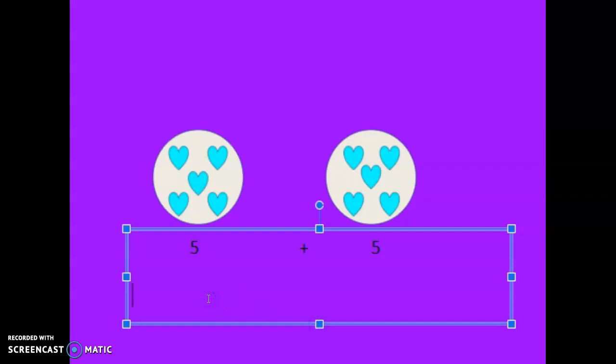Yes, I'm seeing 5. So I've got 2 groups, and I'm going to multiply that times 5 because there's 5 in each group. Now, I know, based on what we just did with our repeated addition, 5 plus 5 is the same thing as 2 times 5 because I have 2 groups of 5. And I know that that equals 10. So I can actually write a repeated addition sentence that will match a multiplication sentence to get the exact same answer.